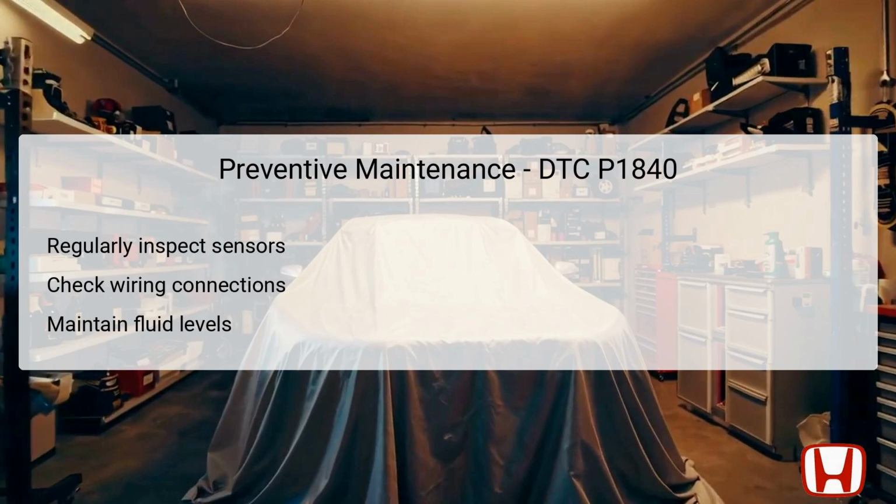In terms of preventive maintenance to avoid encountering DTC P1840, several important practices should be instituted. Regular inspection of the CVT speed sensor is crucial to ensure that it remains free from debris and functioning correctly. Any signs of wear or damage should be addressed immediately. Additionally, it is important to check wiring connections for any signs of corrosion, fraying, or looseness, which can impact signal transmission. Maintaining proper fluid levels in the CVT is also vital, as low or contaminated fluid can lead to sensor misreporting and operational issues. Implementing these preventive measures will contribute significantly to the longevity and reliability of the transmission system.